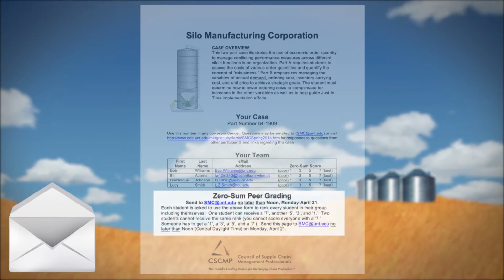More about this later. The case comes in 2 parts. Part A requires your team to apply the basic EOQ formula to make a recommendation, and then consider the concept of robustness to answer the first questions. Part B advances the concept, requiring your team to use the EOQ concept to set performance goals in light of conflicting strategic efforts in your corporation.